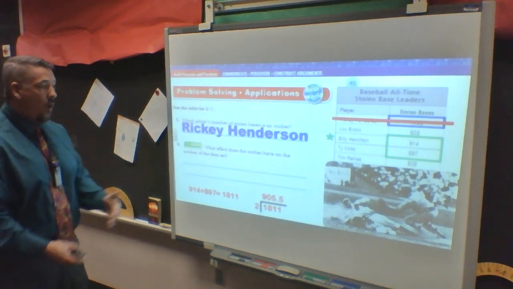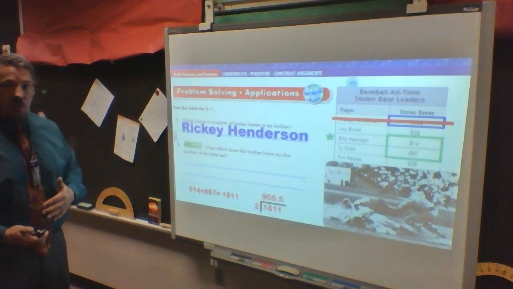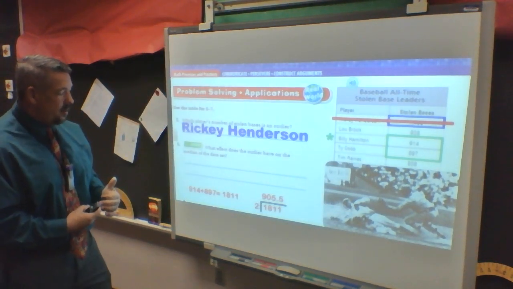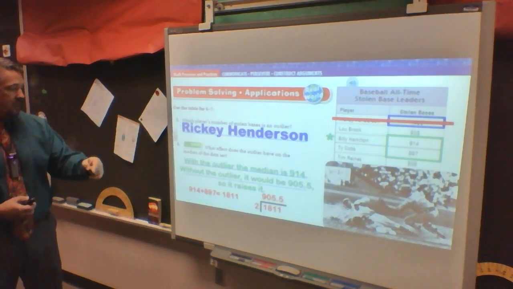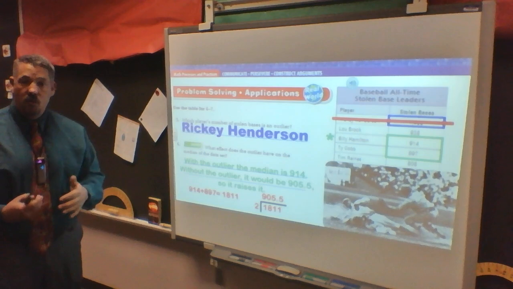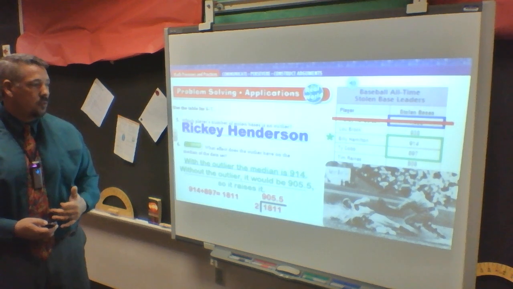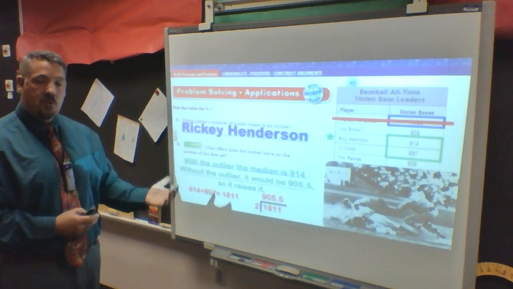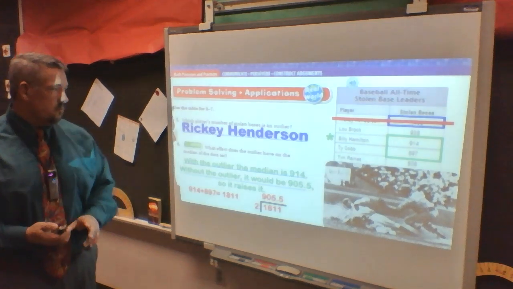But the question is, well, what effect does it have on it? Well, with Ricky Henderson, my median was 914. Without Ricky Henderson, who was way up there, then my median actually drops back a little bit. It's actually a lower amount. So with the outlier, the median is 914. Without the outlier, it would be 905.5. So how does it affect it? It raises it up above what it would have been without it. It's a higher number, so it does raise the median. Won't always be the case, because as we saw in the previous one, there wasn't any effect on the median at all. Sometimes there is.